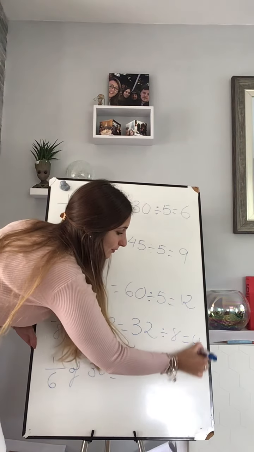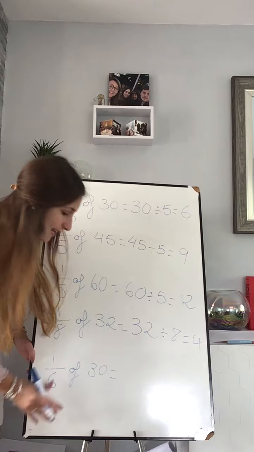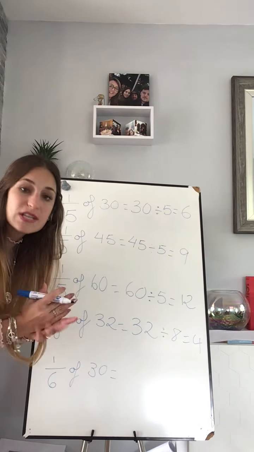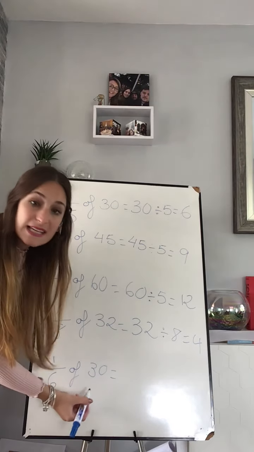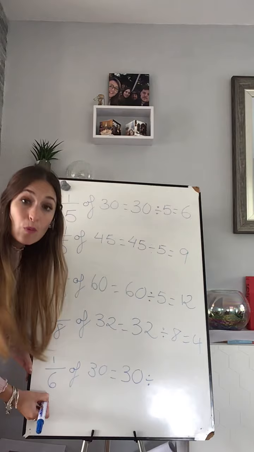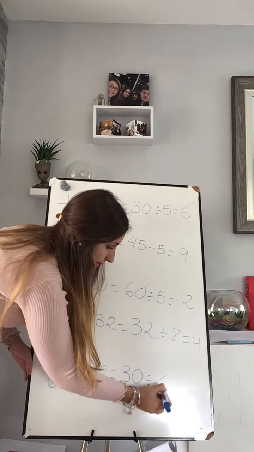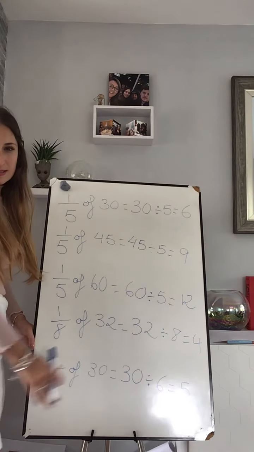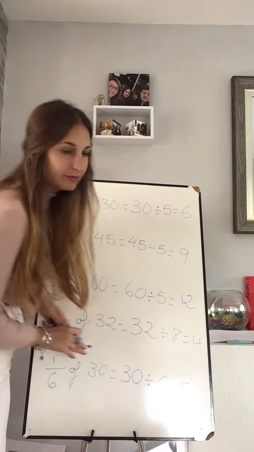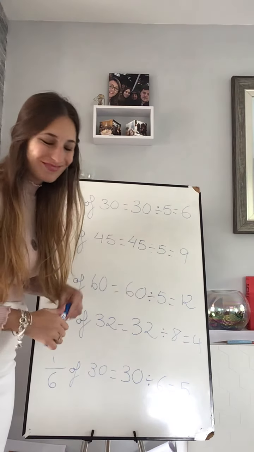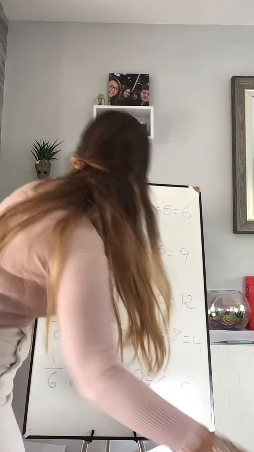Well done. Okay, and the last one, 1/6. I'm thinking of something split into 6 equal parts. That something is 30. So 30 divided into 6 is 5. Okay, I don't know if you can see it well with the light from my window. 6, 9, 12, 4, 5. Okay, right, let's see today's work.